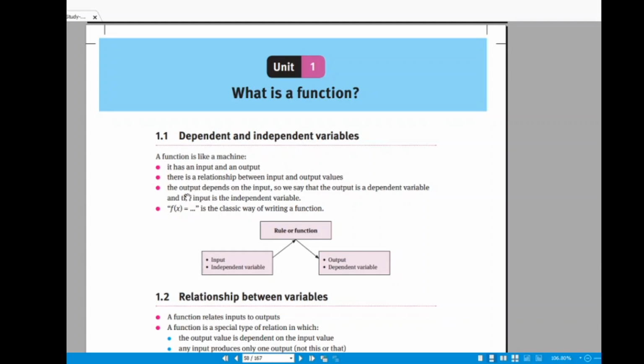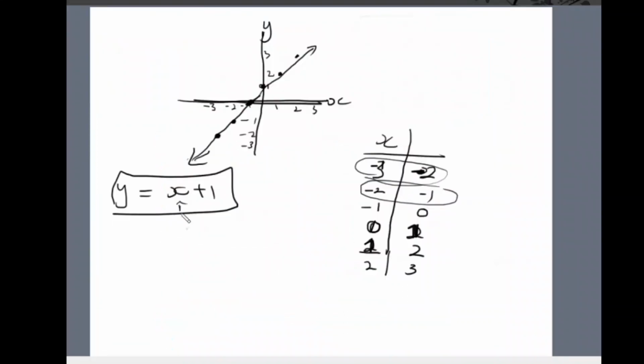For us to get an output we need an input, right? For every input we have an output, then we have a function, right? There's a relationship between the input and the output values, right? Just like in the case of y equals x plus 1. This is a relationship between the input and the output value.